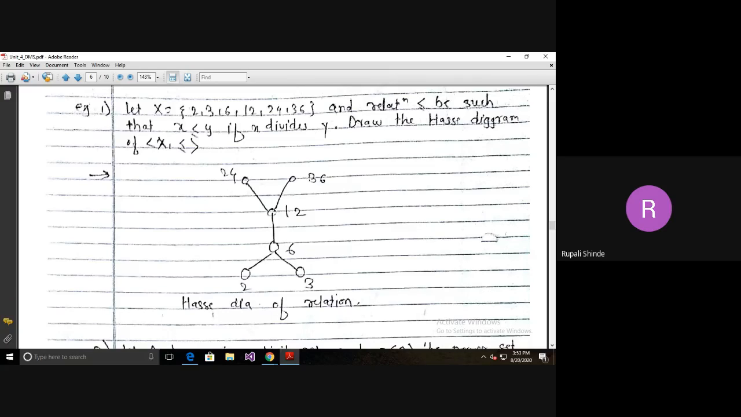Again next one is 12, and that divides 24 and 36. So here if you check for any pair, that is 12 24, 12 36, then 2 6, 3 6, 6 12, all these are satisfying the given condition x divides y. So here we can say that we have represented this given relation using a Hasse diagram.